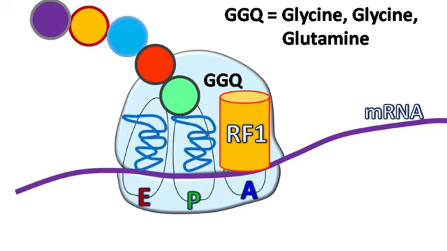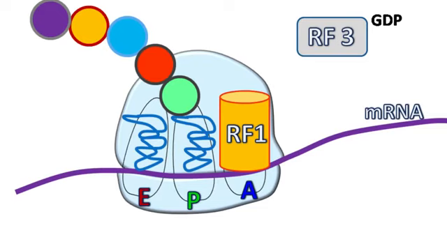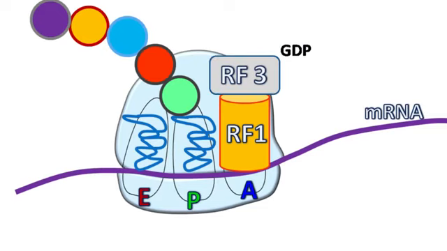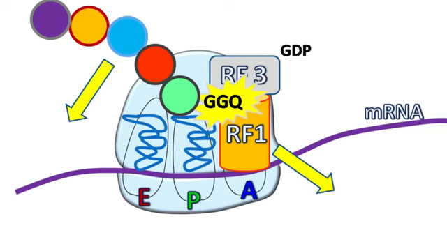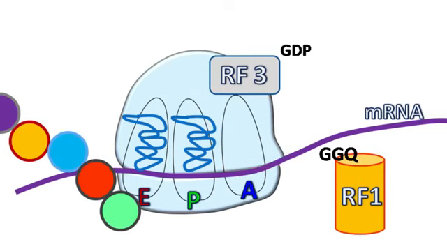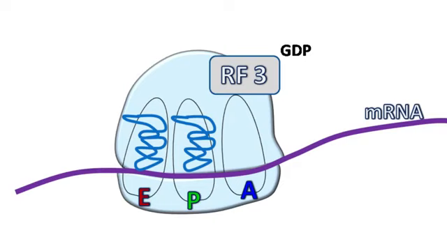The 3 amino acid glycine-glutamine present in RF1 helps in the release of the polypeptide chain from the ribosome. This release is triggered when GDP-bound RF3 gets associated with RF1. In the next step, GDP is replaced by GTP, which finally releases RF3.